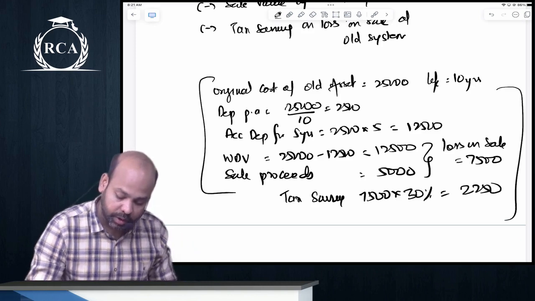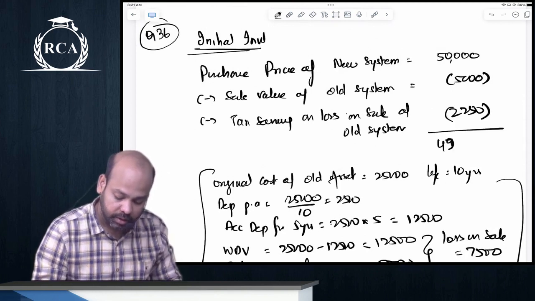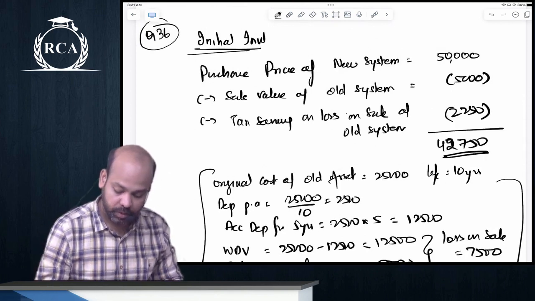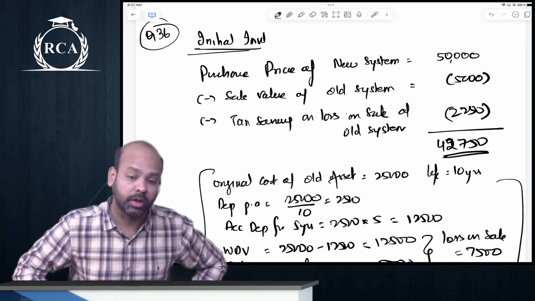2,250. This is my initial cash flow, guys. How much is this? 42,750. Like this, you will have to compute and tell me what are your incremental periodical cash flows.